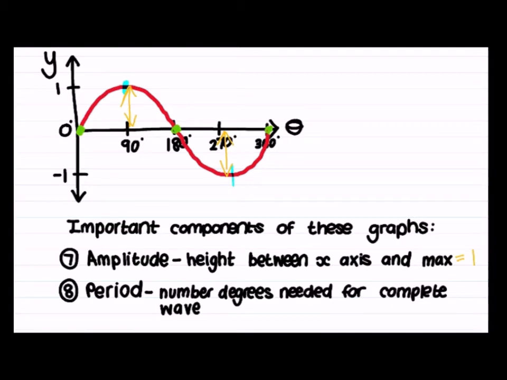Our period is the number of degrees needed to complete a wave. What that means is that it is the number of degrees between the start of the wave here and the finish of the wave here. So a complete wave is defined as a crest and a trough. So we've got our crest up here and our trough down here. So our period stretches from 0 all the way to 360 degrees. So that means our period is 360 degrees. That's how many degrees are needed to complete this wave.